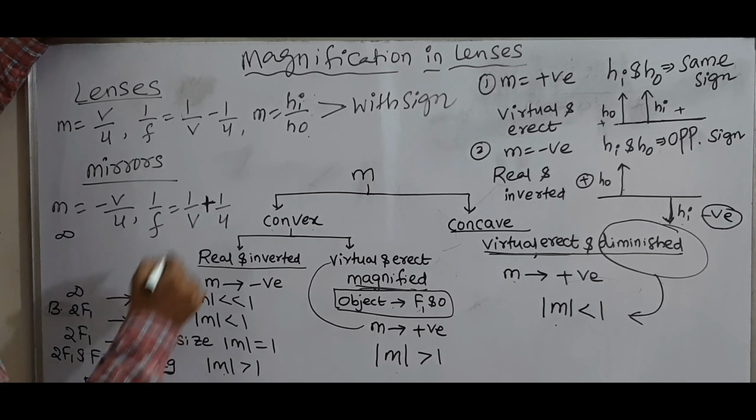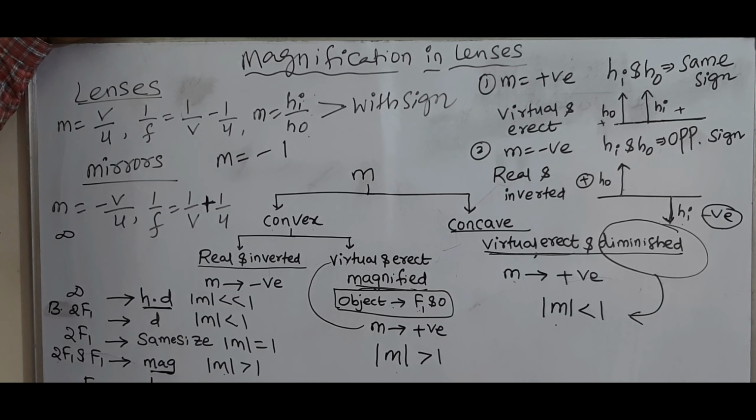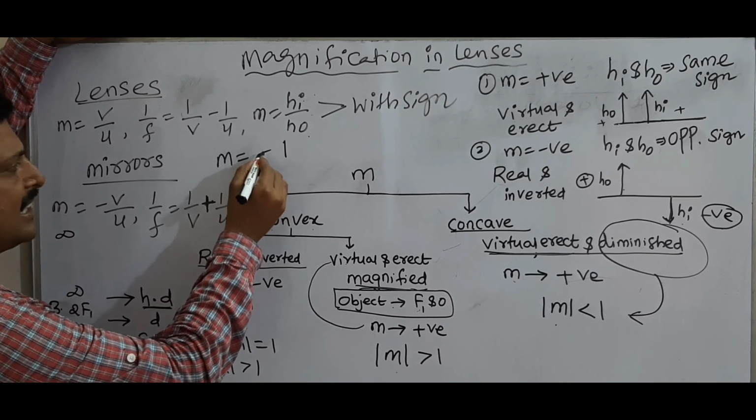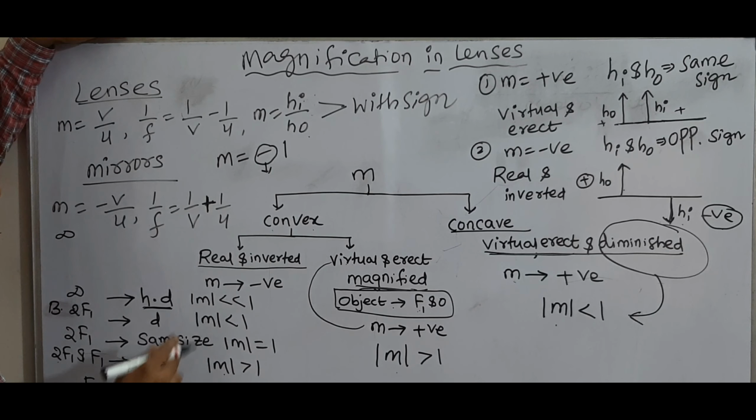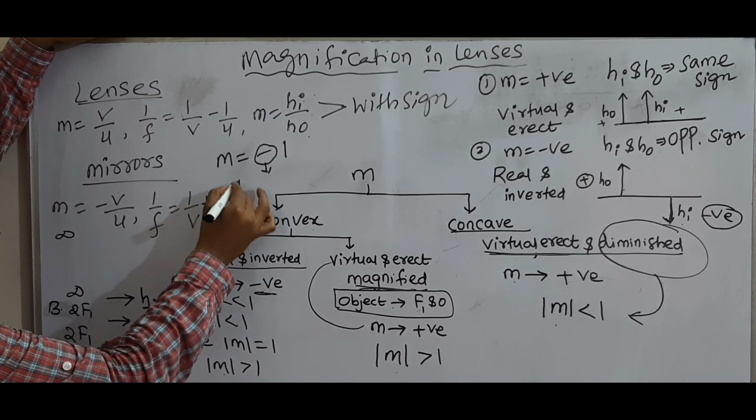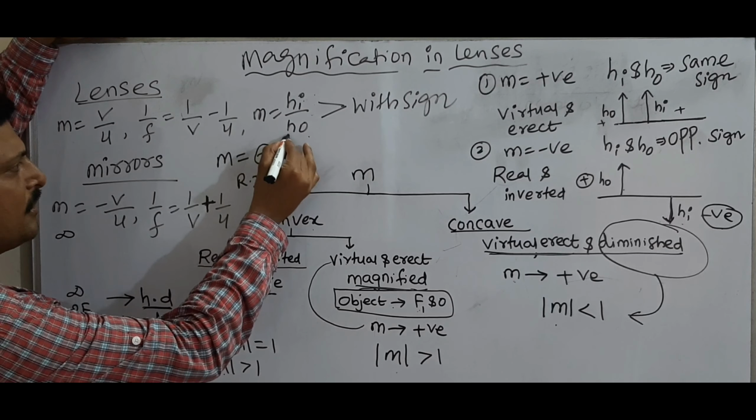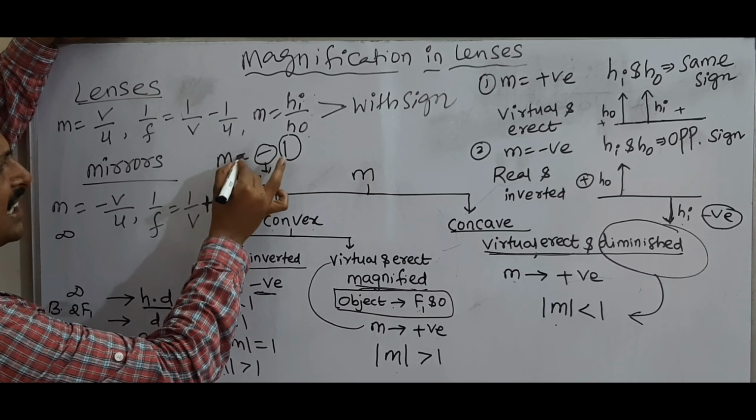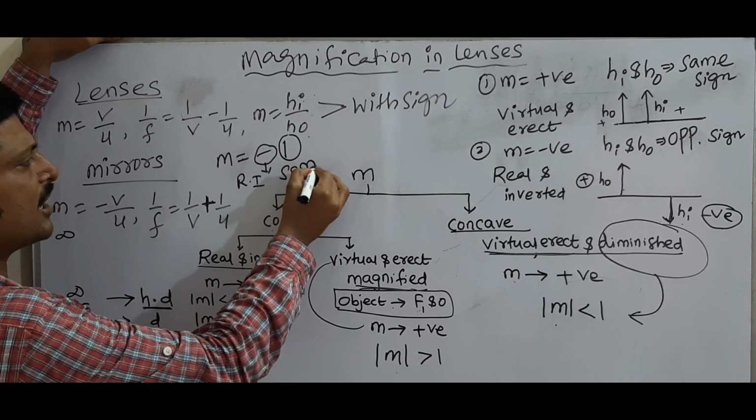Right, my dear students, if magnification is equal to -1, which type of image is formed and what is the size of the image? See here, magnification is -1. Here this is minus. Minus means negative. Negative means which image? Real and inverted image. And here 1. That means magnification is equal to 1. Equal to 1 means same size.